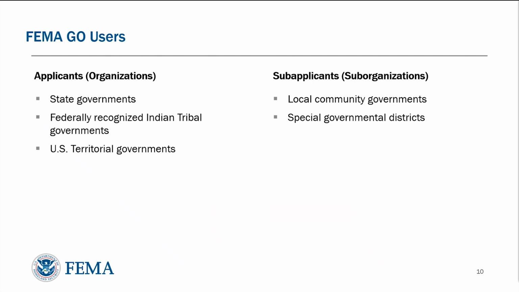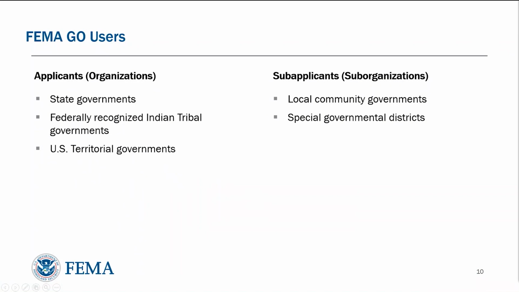FEMA provides funding to states, federally recognized Indian tribes, and territories through the different mitigation grant programs. States, tribes, or territories create grant applications to apply for these funds using FEMA GO, and they're referred to as applicants. If you're an eligible entity to be a direct grant recipient to FEMA, we'll call those entities applicants. And FEMA GO categorizes them as an organization.